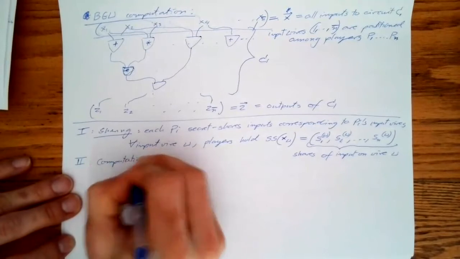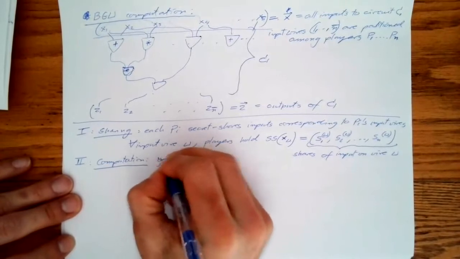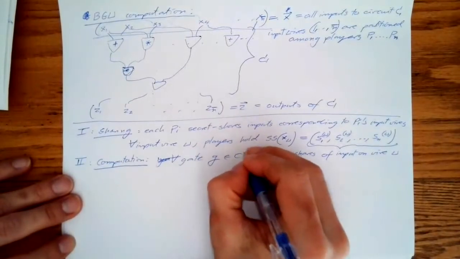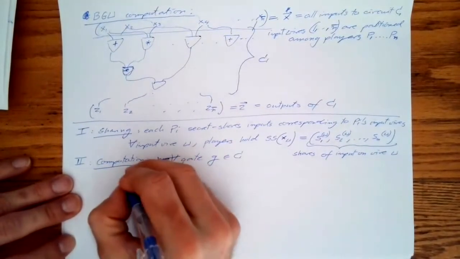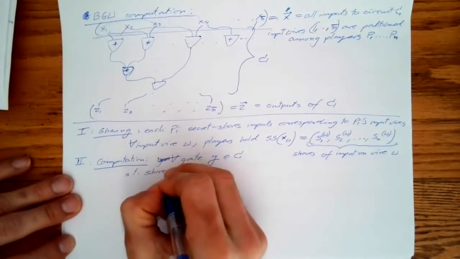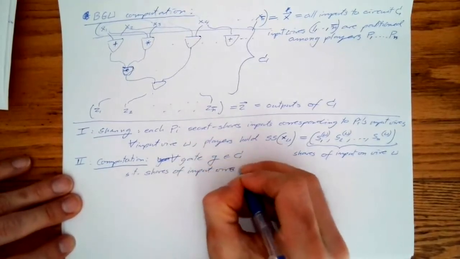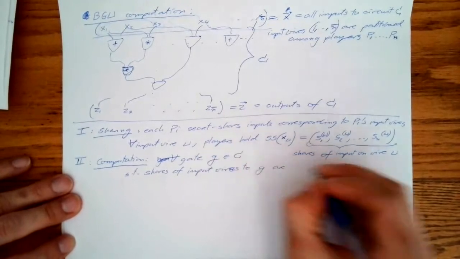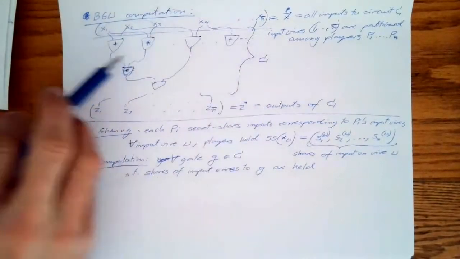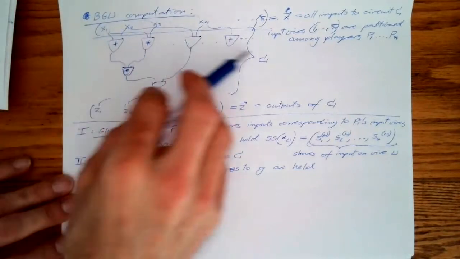The computation stage is that gate by gate, so for every gate G in the circuit, such that shares of input wires to G are held. Okay, so at the beginning, what the players hold is secret shares of some gates, which are the sort of the first row of the circuit.